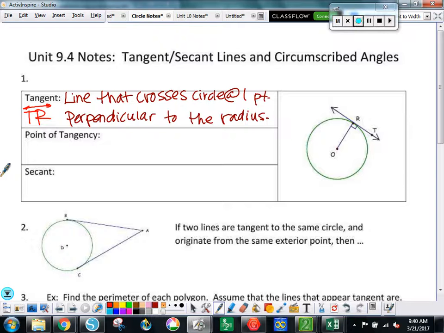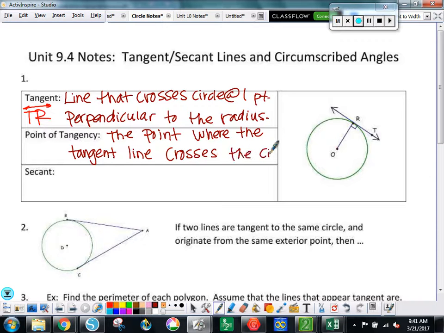Any guesses what the point of tangency is? Raise your hand if you have an idea. What's the point of tangency? Let's go, Jason. Yeah, it's the point that it's talking about up here. Good. The point where the tangent line crosses the circle. Now I heard somebody say it. What point is the intersecting point over here? R. Good. You name a point by just the capital letter.